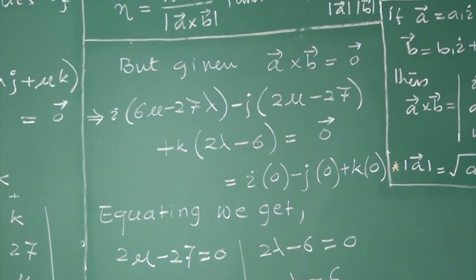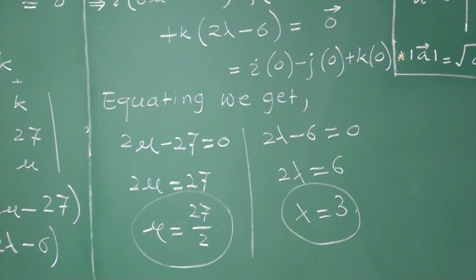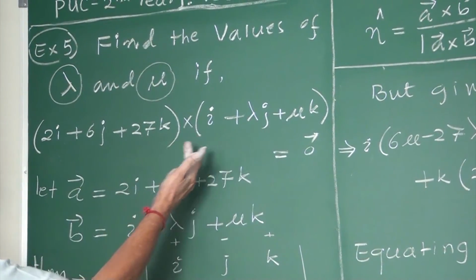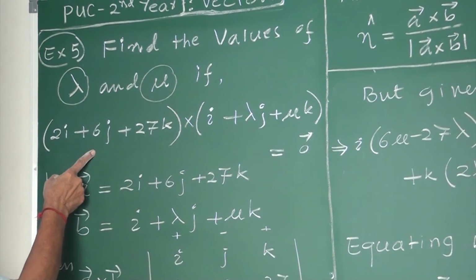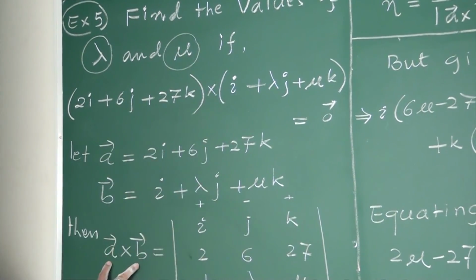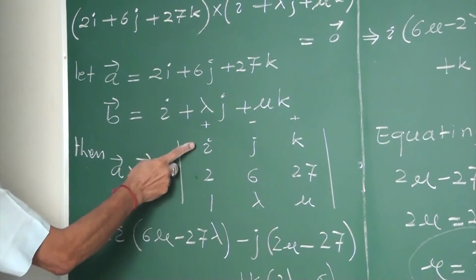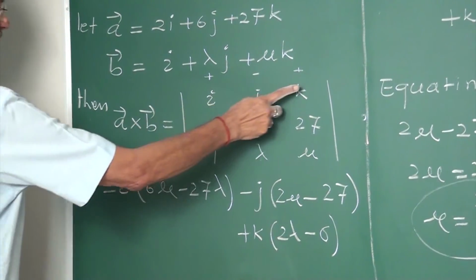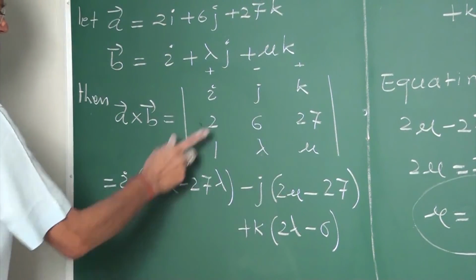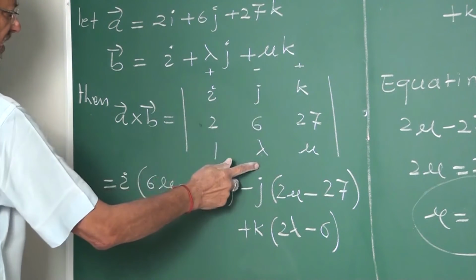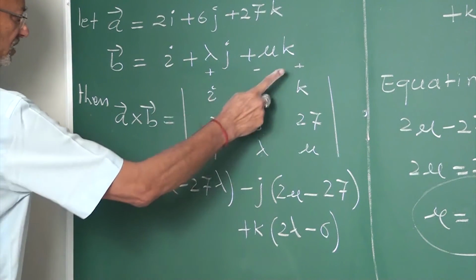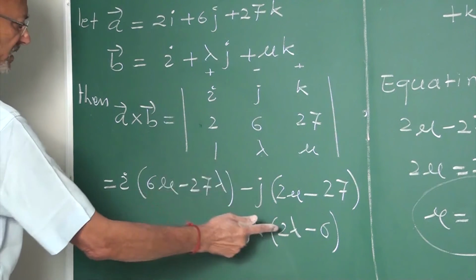You want the values of lambda and mu if this cross product is a zero vector. While doing, take them separate. Denote the first vector as A, second vector as B. Cross means you have to find A cross B. Determinant, you know the formula. i into, leave first row, first column: 6 mu minus 27 lambda, minus j into first row, second column: 2 mu minus 27, plus k into leave this and this: 2 lambda minus 6.